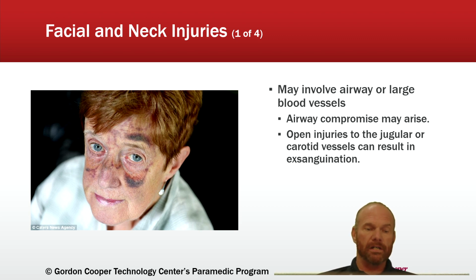Now we're continuing on. We're going to talk about facial and neck injuries. They involve or can involve the airway or large blood vessels. We mentioned the airway compromise can arise from substantial bleeding or just that disruption of those soft tissues. Just as before, suctioning and appropriate positioning may be necessary. Open injuries to the jugular or carotid can lead to exsanguination. So that severe blood loss can be a big thing.